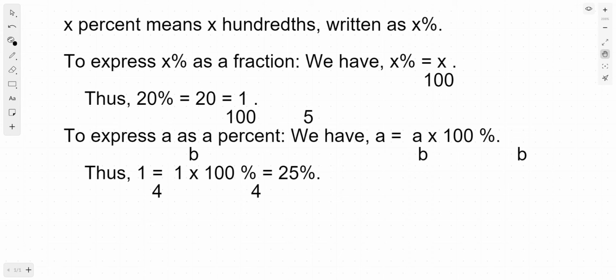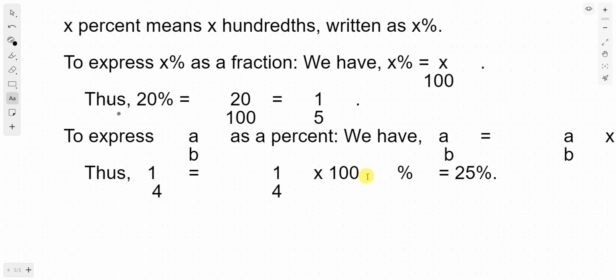To express a fraction as a percentage, a divided by b will be equal to a divided by b into 100. For example, if we take 1 by 4, then we have 1 by 4 into 100, which is equal to 25%.